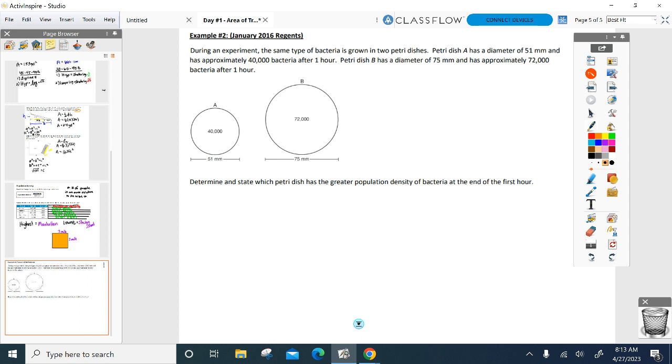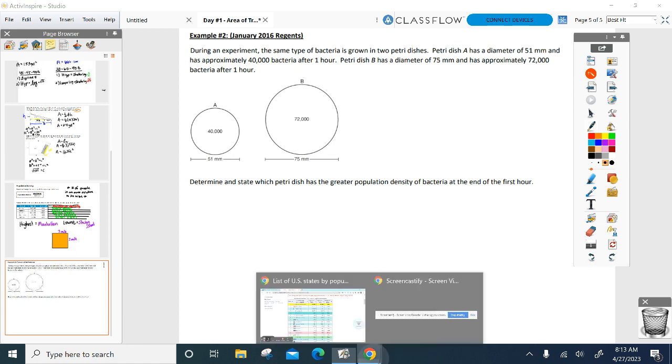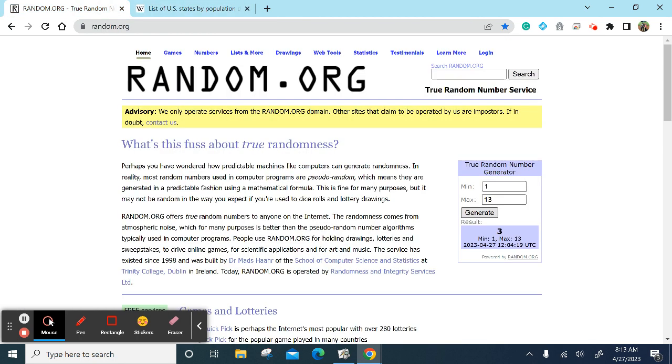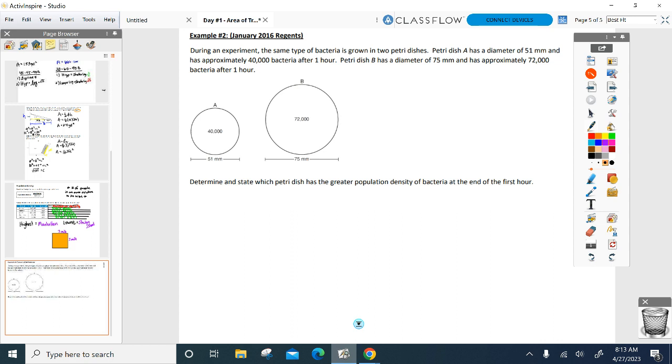What figures on the petri dish? Circles. Go back to, if you forgot it already, go back. What's the area formula of a circle? Because I need the area of each petri dish before I do the density of it. What's the formula for a circle? Pi r squared. Yep.